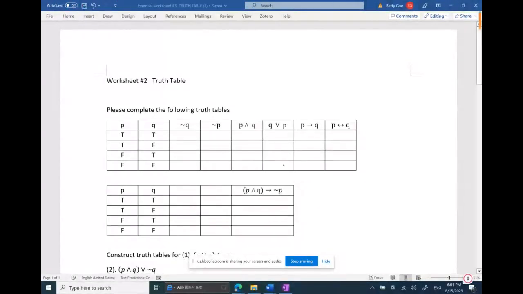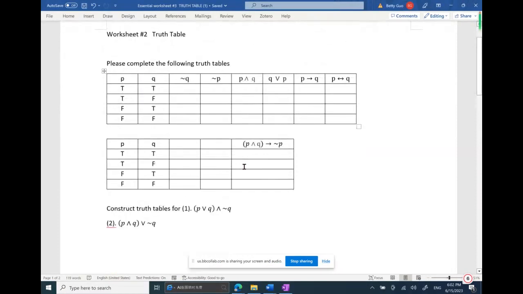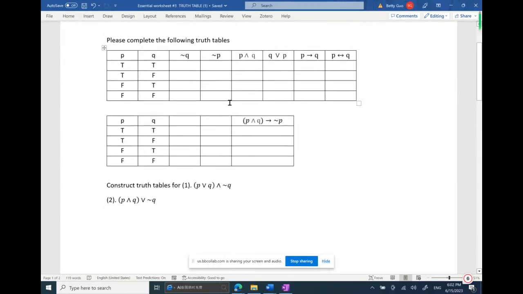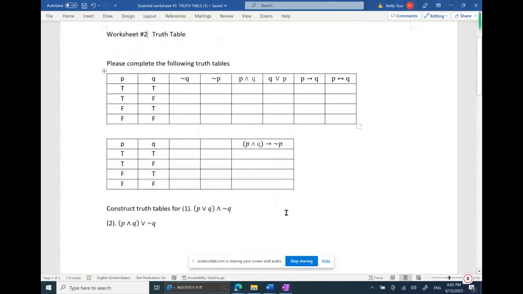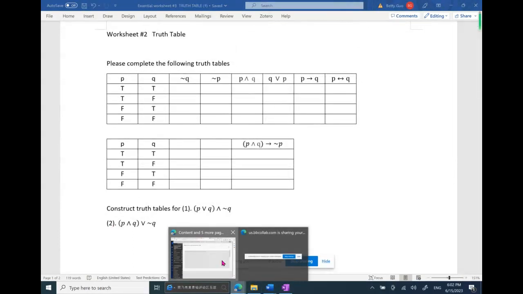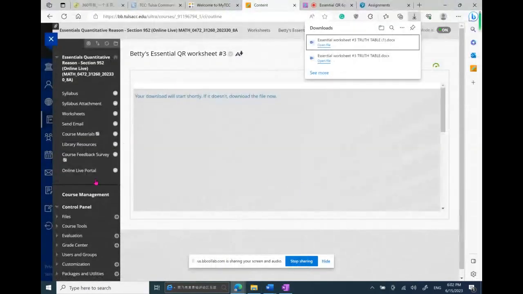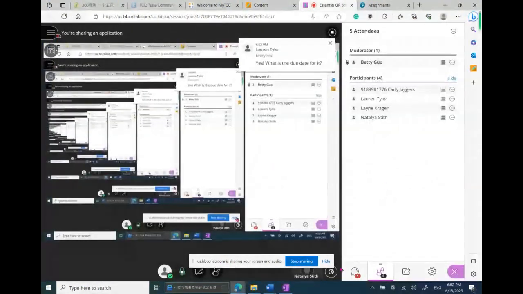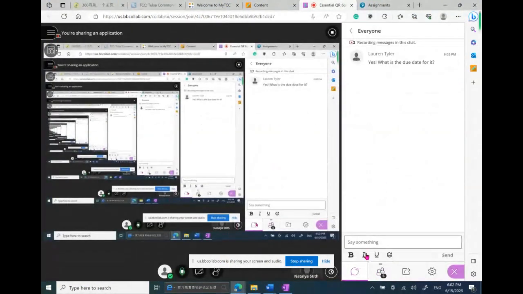All right, let me know that you hear me about the second assignment for essential class. Worksheet number 2, truth tables. Not a lot, just 4 questions. Please respond to me and let me know. Okay, thank you, Lauren. What is the due date? In a week, within a week.